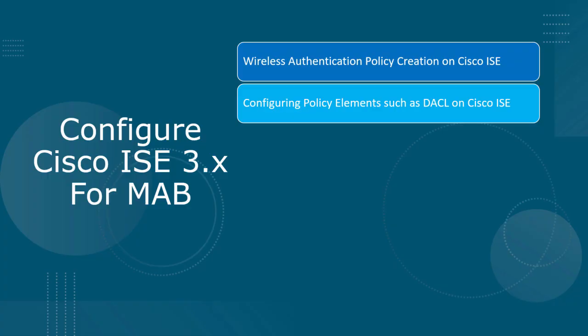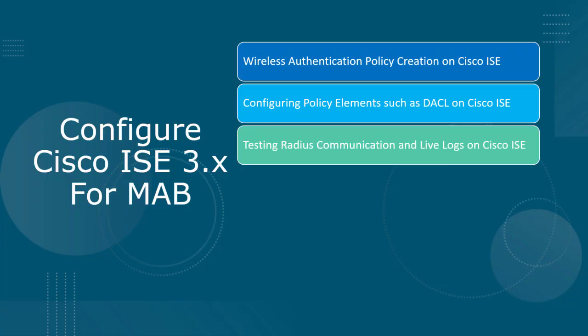After configuring the downloadable access lists, you will test the RADIUS communication, and you will learn how to read live logs on Cisco ISE. This is also another important step, because when you deal with real live logs, you have to understand what went wrong or what actually went right. So this is also important.